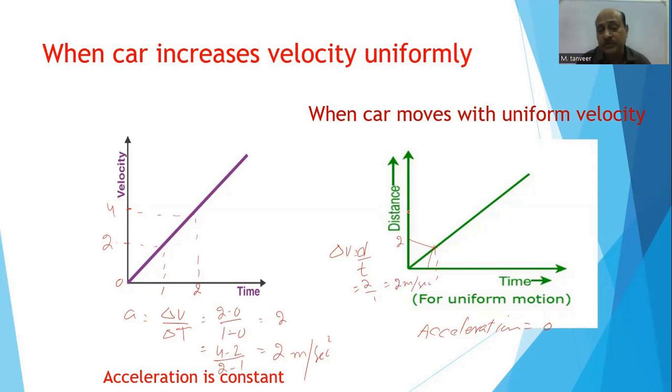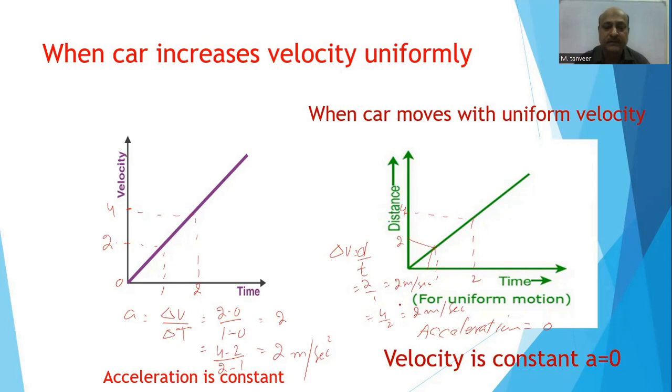At any other point, suppose this is the point, distance is 4 meters and time is 2 seconds. 4 divided by 2, answer will be 2 meters per second. Since speed is not changing, speed is constant. When speed is constant, then acceleration will be 0 in this case. So in first case, acceleration is produced and that is constant. But in second case, acceleration will be 0 since velocity is constant.